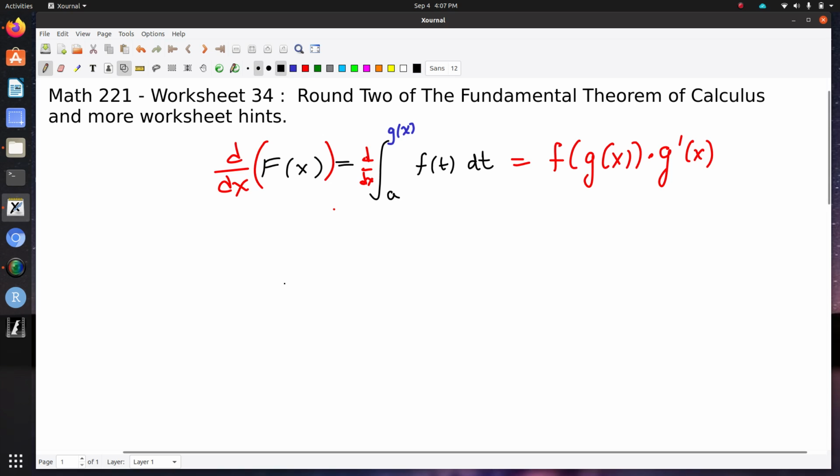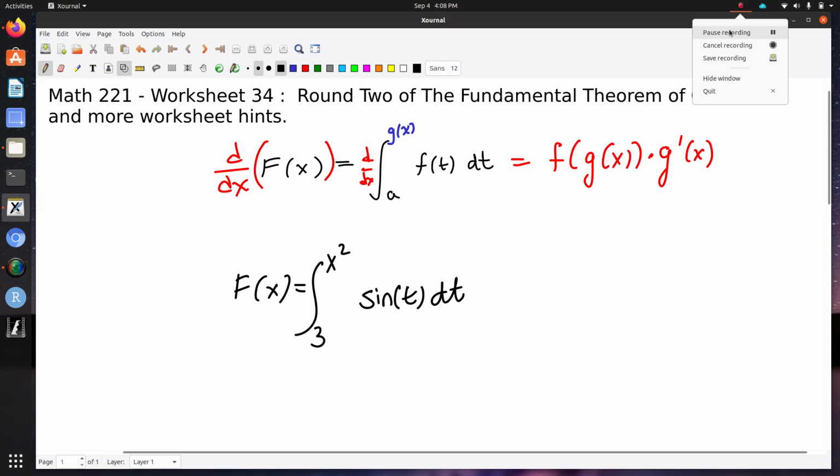So for example, if I say take the derivative of this guy. So what's f down here? I don't know, like sine of t dt, and we call this thing capital F of x. And somebody says to you, take the derivative of capital F with respect to x. Okay, so try this one. Take some time and try it, and I'll put the answer up.